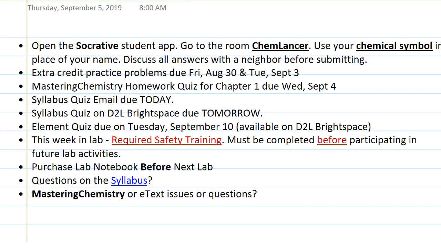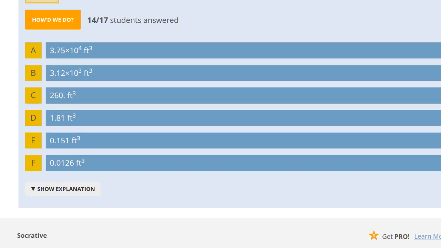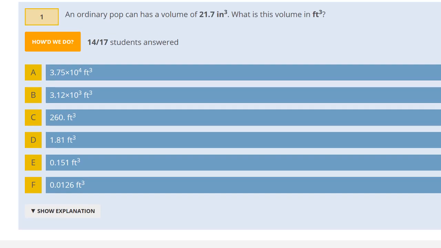All right, first thing we're going to do is check our answer on the Socrative app. The question here was, we have an ordinary pop can with a volume of 21.7 cubic inches. What is this volume in cubic feet? So if we get our answers locked in, we'll count down. 5, 4, 3, 2, 1.